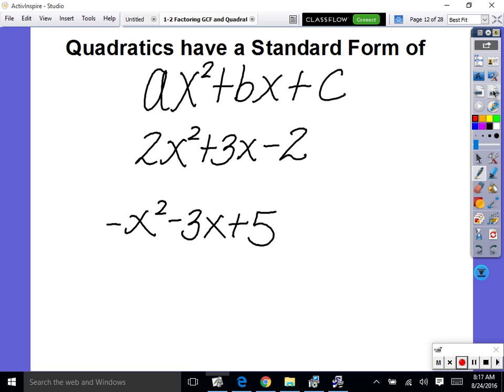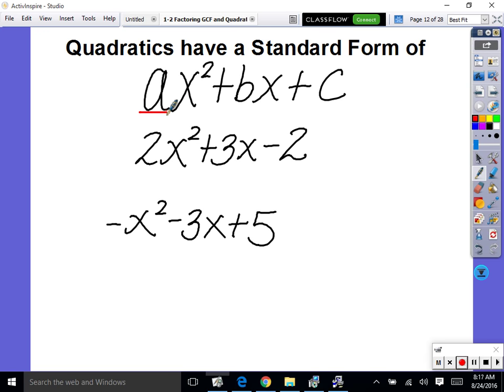So quadratics, you might want to take note of this somewhere. I don't know, it's up to you, you can just watch, but make sure you really pay attention. Quadratics have a standard form of ax squared plus bx plus c. So you're going to have to be able to identify a, b, and c to be able to factor correctly.